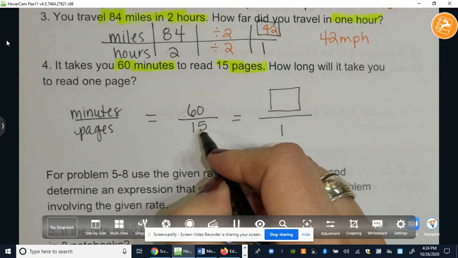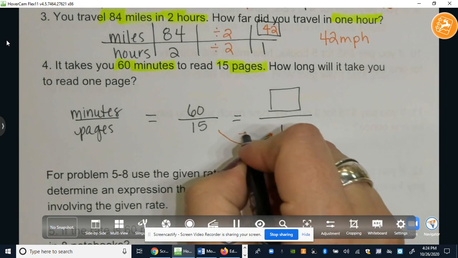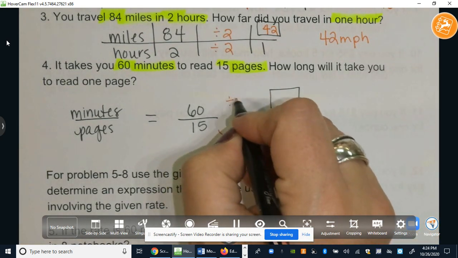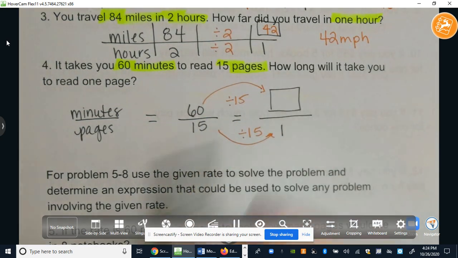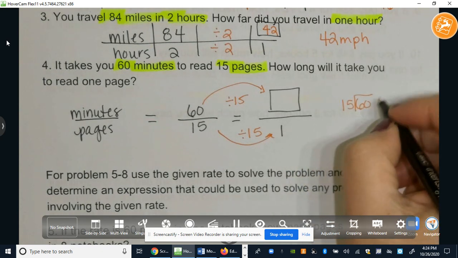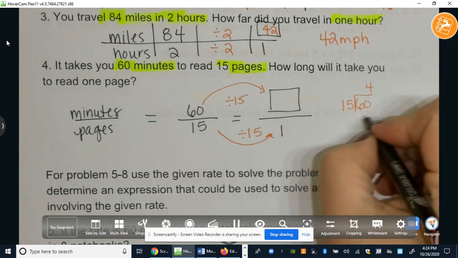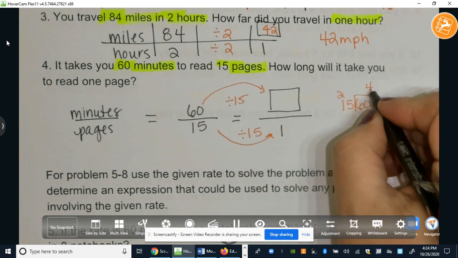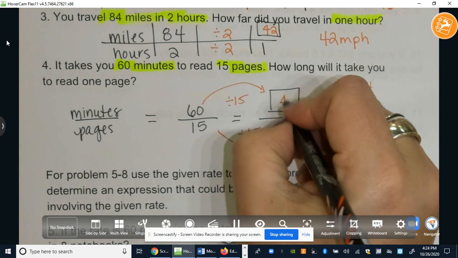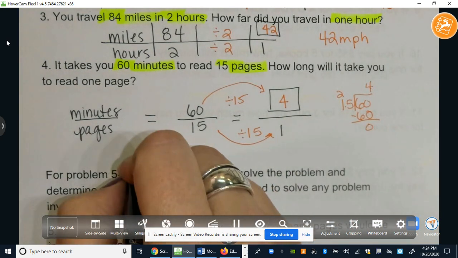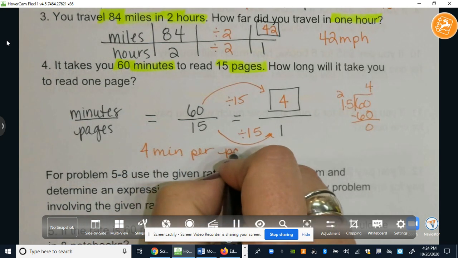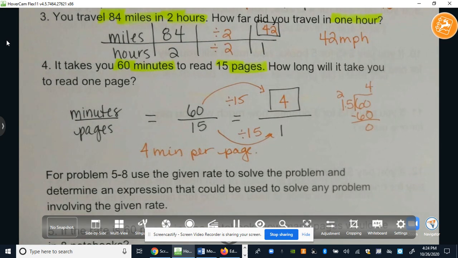So I can go from 15 to 1 by dividing by 15. If I divide by 15 to the bottom, I must divide by 15 to the top. Okay. And 60 divided by 15, well, 5 times 4 gives me 20. 4 times 1 gives me 4, plus 2 gives me 6. So exactly 4 minutes. So 4 minutes per page is what the rate of reading is.